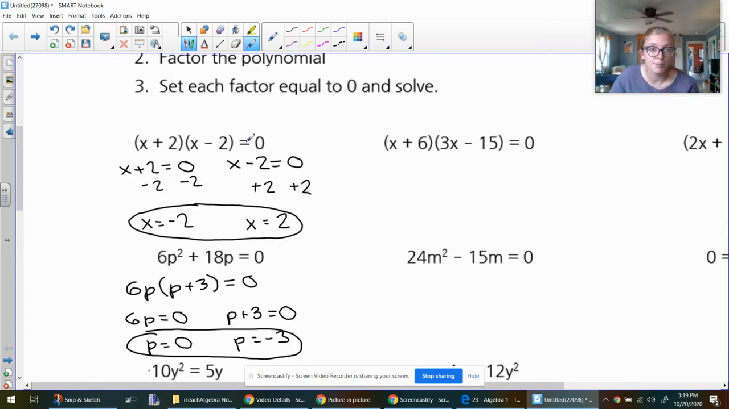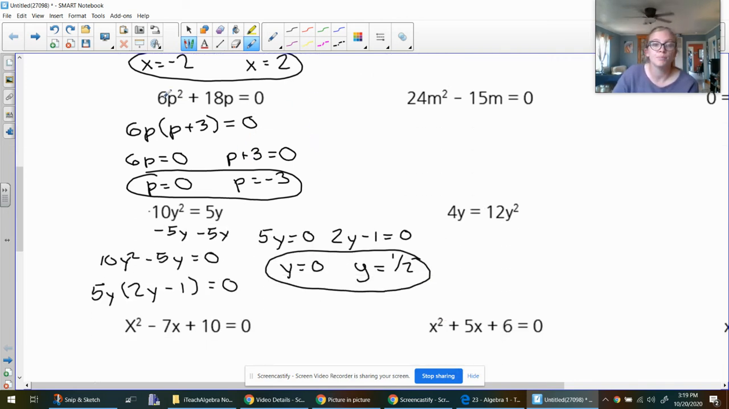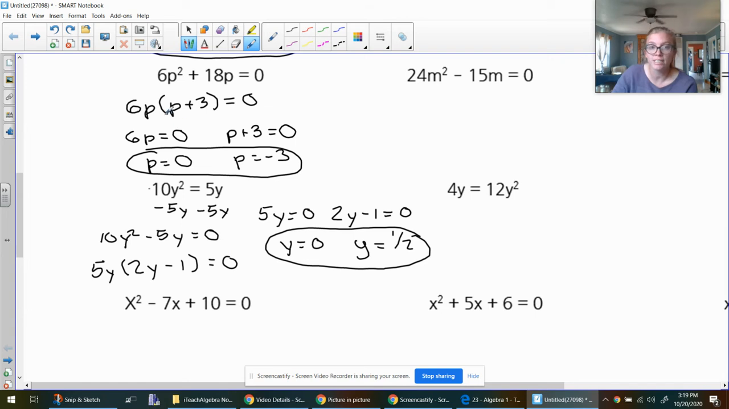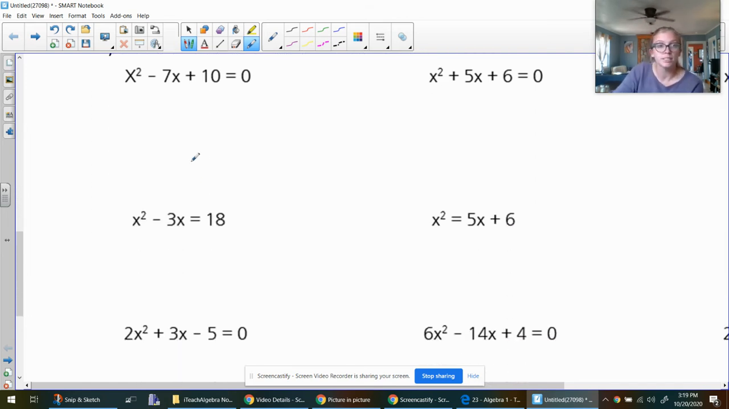So in these examples so far, we have seen an already factored example, where we set each factor equal to 0 and solved. We've also seen two examples where we use the greatest common factor to factor. Next, we're going to factor some trinomials.